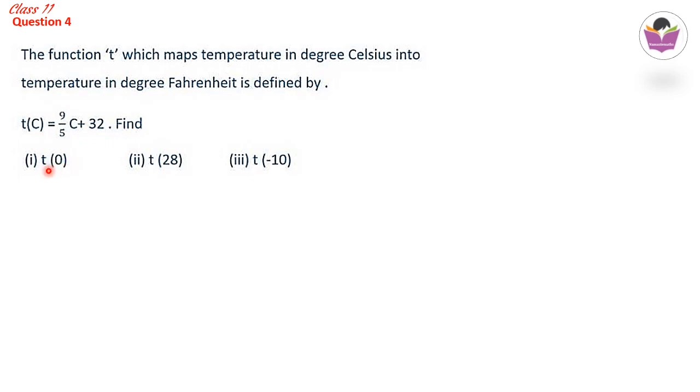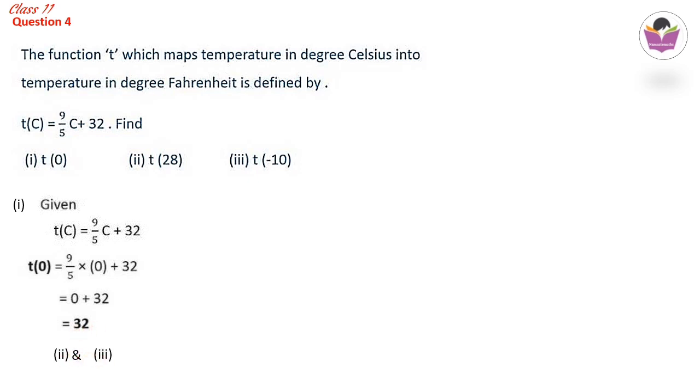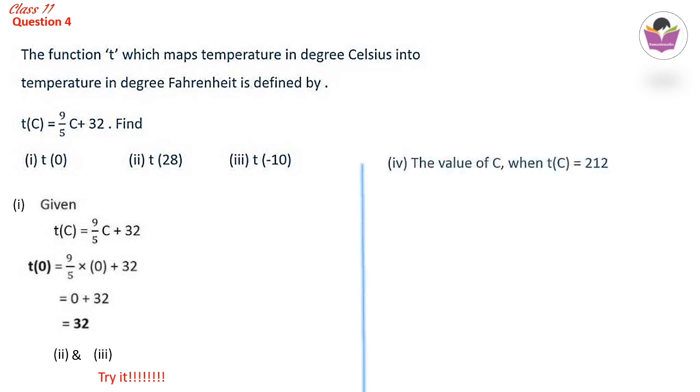First of all, t of 0. It's quite similar to the previous question. Just write the given statement. T of c is equal to 9 by 5 c plus 32. Then t of 0 we have to calculate. Replace c and put 0. Means instead of c, 0 is there. That means c must be replaced and put 0. 9 by 5 into 0 plus 32. So 9 by 5 into 0 means 0 plus 32. 0 plus 32 is 32. Then the second and third questions you will try as homework. Then we shall discuss the fourth question as I mentioned before.